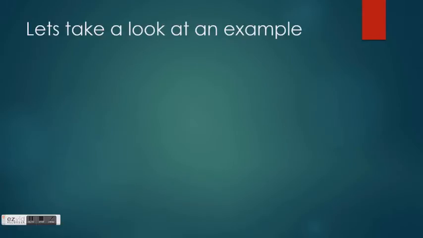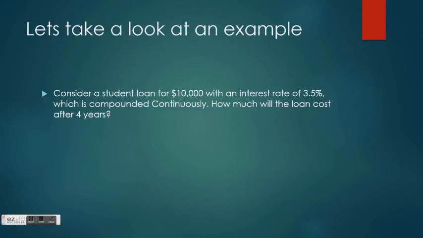Let's take a look at using PERT instead of the initial formula. So we're doing the same type of thing. Consider a student loan for $10,000 with interest rate of 3.5%, which is compounded continuously. How much will the loan cost after 4 years? By hearing the word continuously, that means we should be using PERT. So we have these variables.